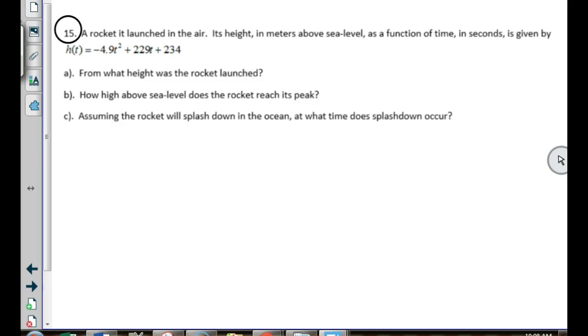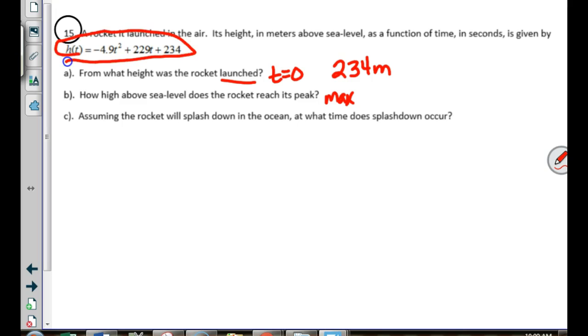Okay. From what height was the rocket launched? So launched was at time 0. So if you put a 0 in here, anybody know what we'll get out? That'll all be 0. That'll be 0. Get 234 feet. Oh, it said meters. Just kidding. How high above sea level does the rocket reach its peak? So you want to find the maximum. So you're going to graph this and find the maximum y value, okay? So it's going to be a pretty high window, I'm thinking.